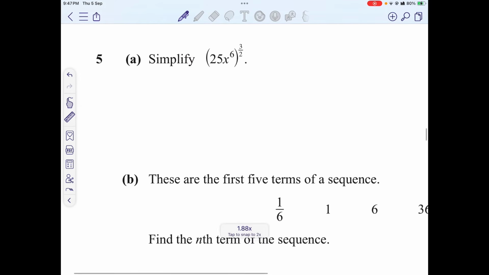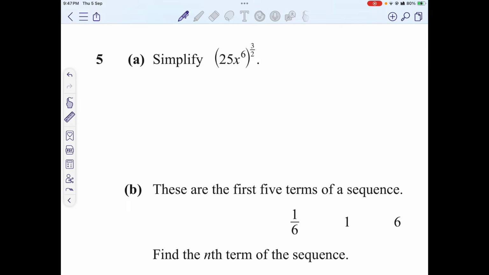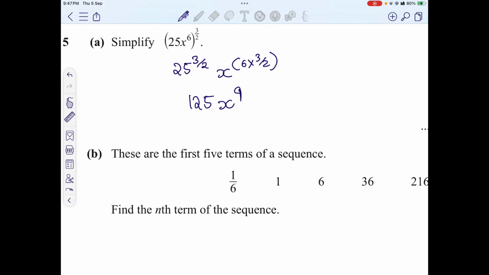Question number 5 part A says 25x raised to 6, all raised to 3 over 2. Now we could consider 25 and x raised to 6 as two different terms. So that will be 25 raised to 3 over 2, times x, which already is a power of 6, and when there's already a power and there's a power outside the bracket, you just multiply them. So 6 into 3 over 2. Now 25 raised to 3 over 2, using the calculator, is giving you 125. We put x with 6 into 3 over 2. That's going to give you 9, because 6 into 3 is 18 divided by 2 is 9. So that's going to give you 125x raised to 9.